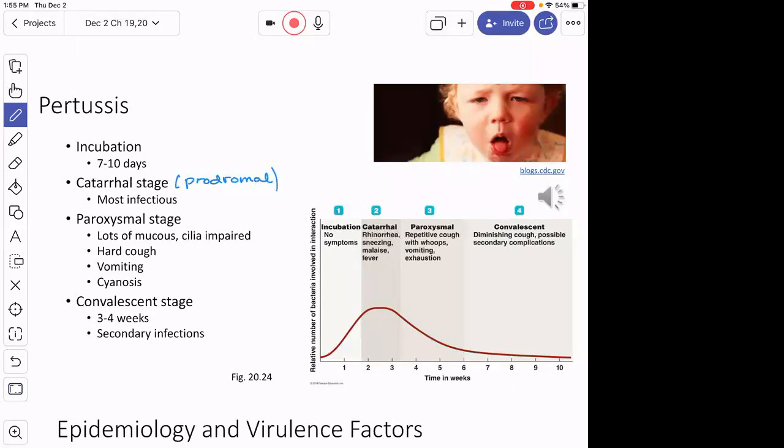Remember that means that symptoms are typically mild. Catarrhal means inflammation of the mucous membranes, in case you're interested there. That's kind of a foreign sounding word to me. Symptoms here are mild, so they are cold-like symptoms. Runny nose, maybe a little bit of fatigue, a little coughing, a little sneezing. And that will last typically 1 to 2 weeks.